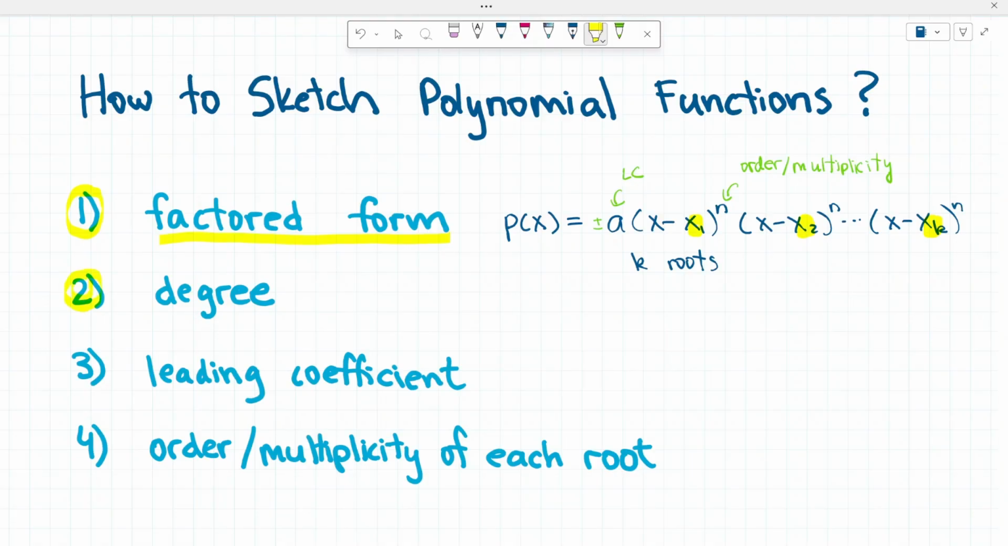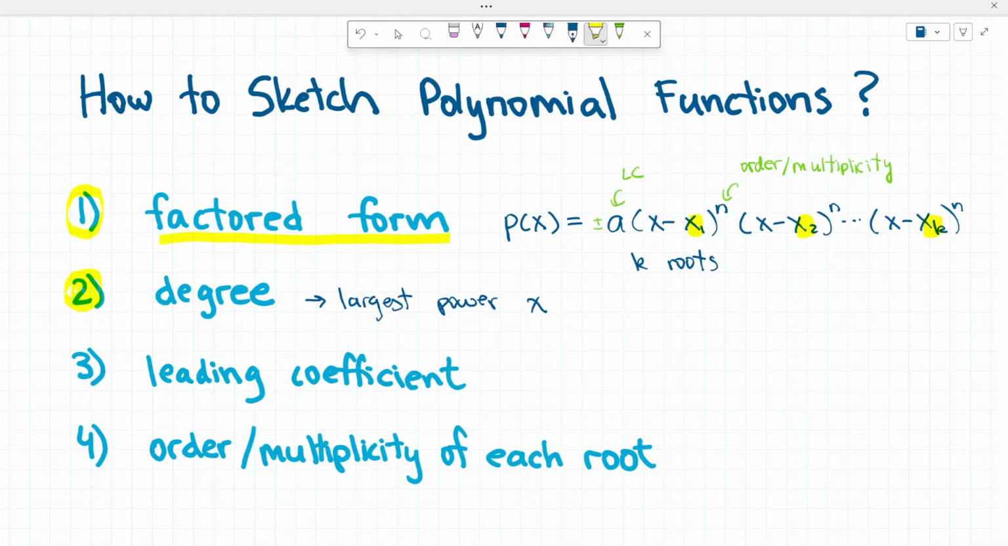And then you want to make note of the degree. So the degree is whatever is the largest power of x. So if it's in standard form, you'd look for the largest power of x. In terms of factored form, you have to pretty much count how many occurrences of x you have so that you can figure out its full degree.